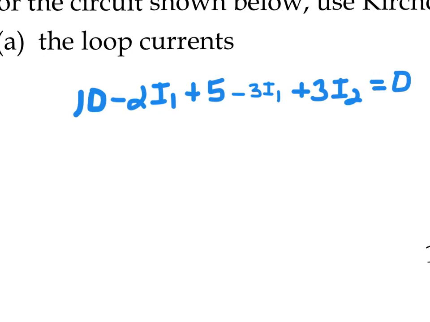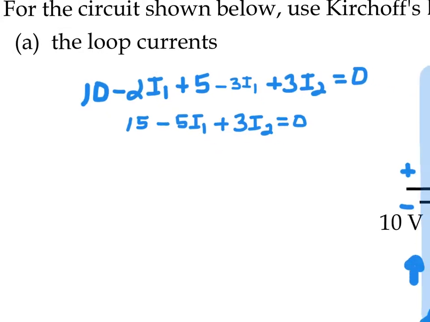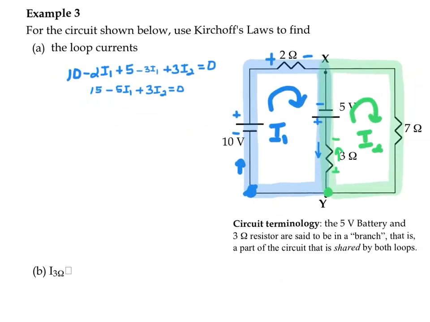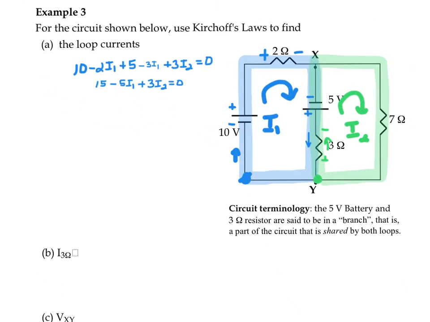Let me simplify that a little bit. Notice I've got 10 plus 5, so that's 15. I've got minus 2i and minus 3i, so that's minus 5i1. And then add this 3i2 that we have over here. That has to equal 0, and there's Kirchhoff's voltage rule, or voltage law, KVL, around that left-hand loop.